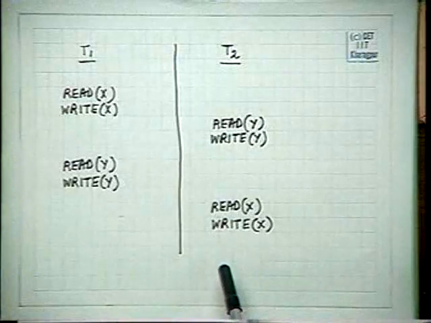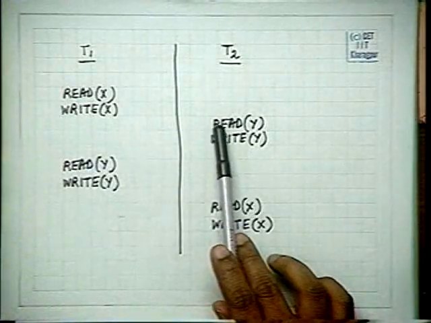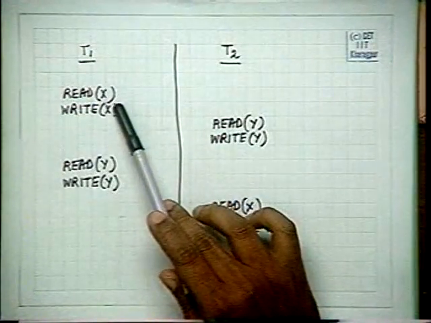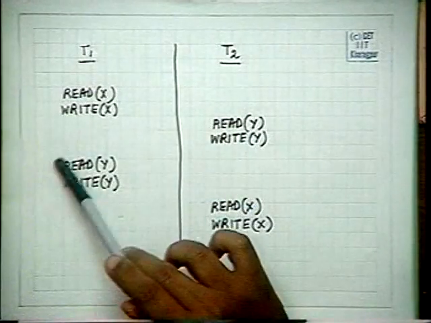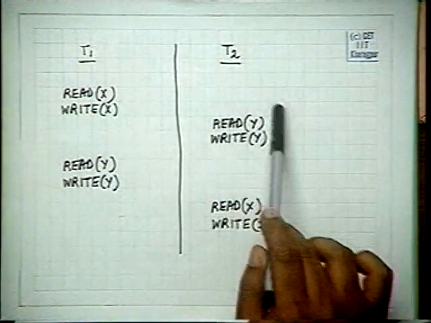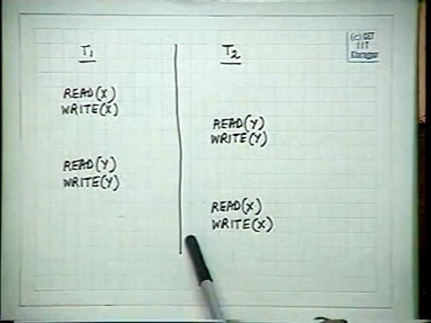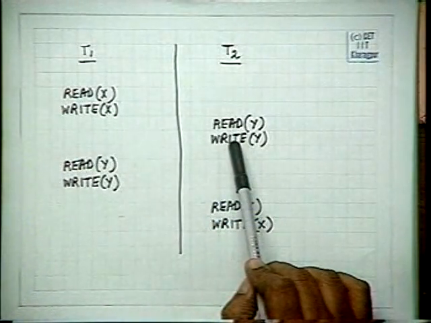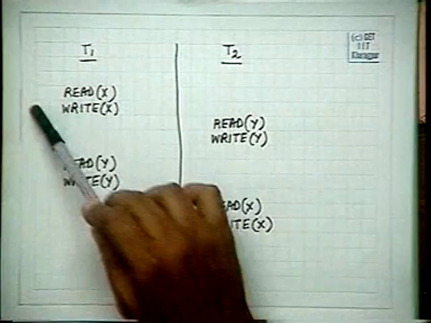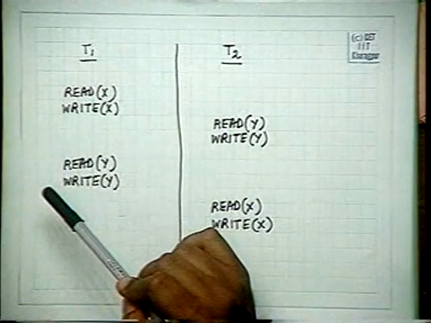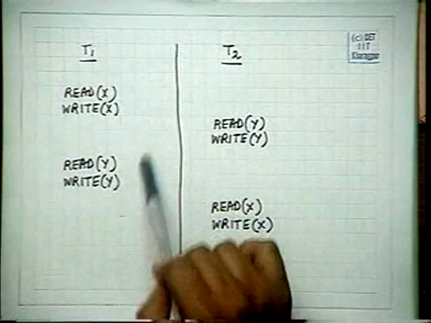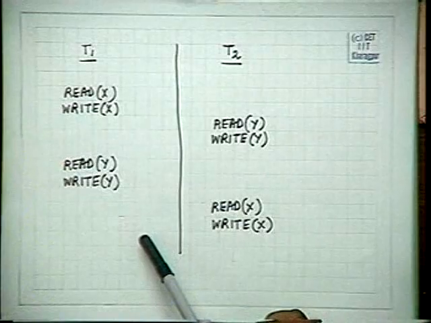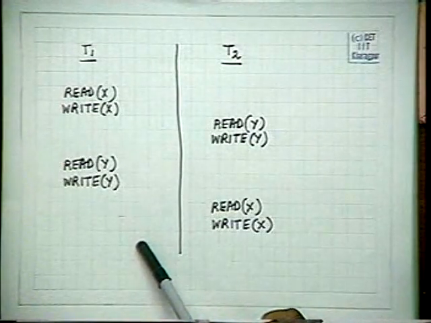Let us take this example. Here, this read and write Y may be moved right above without violating this, but this read and write cannot be moved above this, nor can this read and write be moved above this. So, you cannot move both these above all T1 and get a conflict equivalent schedule, nor can you move all this above this and get a conflict equivalent schedule. So, this schedule is not said to be conflict equivalent to any serial schedule.